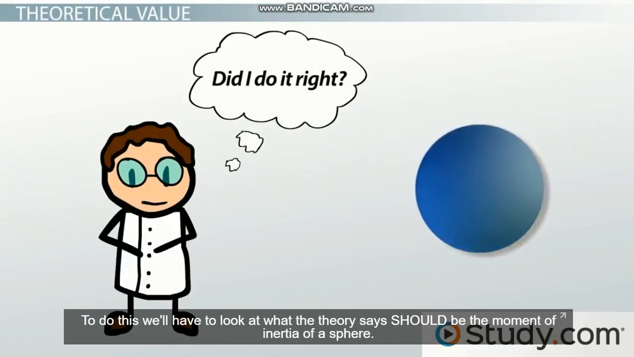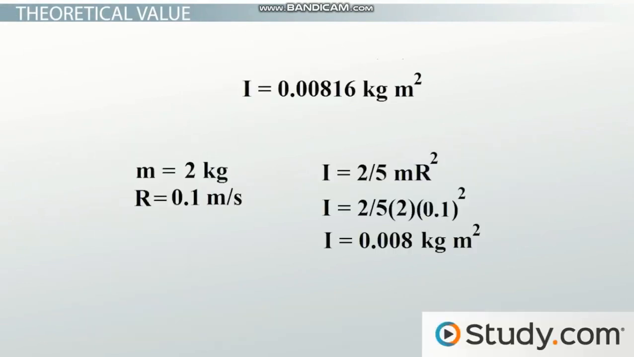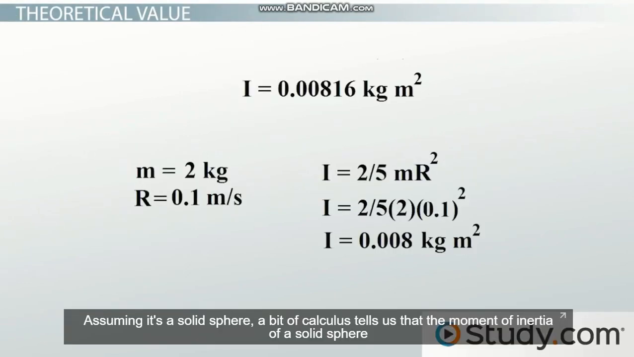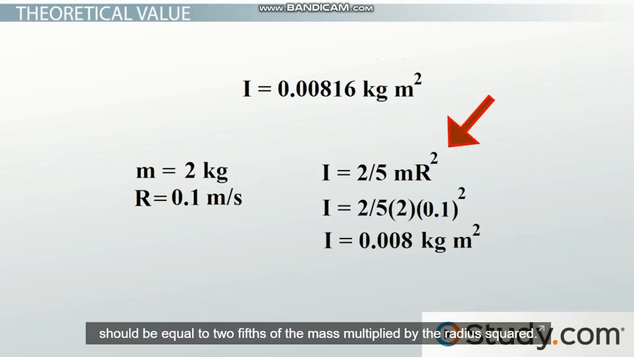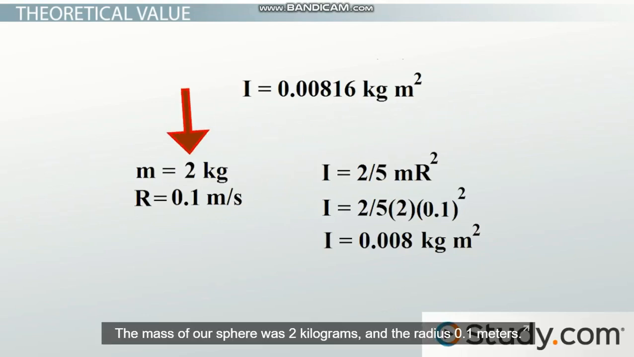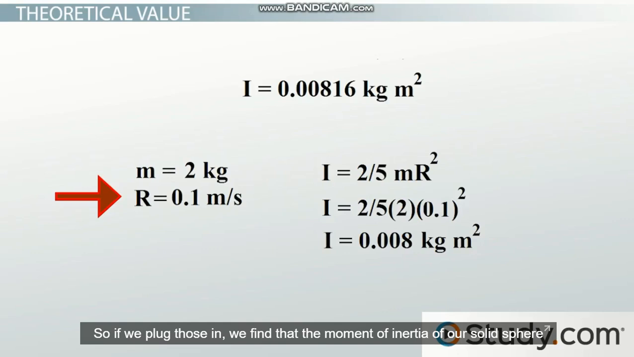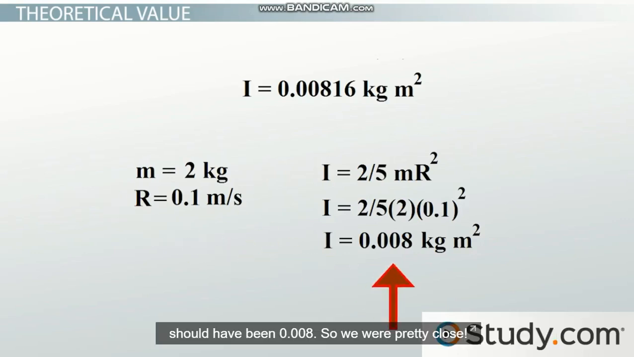How good was our experimental value? To figure this out, we'll have to look at what the theory says should be the moment of inertia of a sphere. Assuming it's a solid sphere, a bit of calculus tells us that the moment of inertia of a solid sphere should be equal to 2/5 of the mass multiplied by the radius squared. The mass of our sphere was 2 kilograms, and the radius 0.1 meters, so if we plug those in, we find that the moment of inertia of our solid sphere should have been 0.008. So we were pretty close.